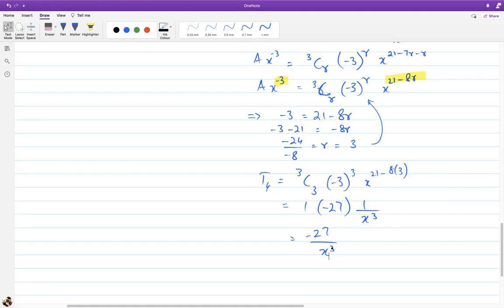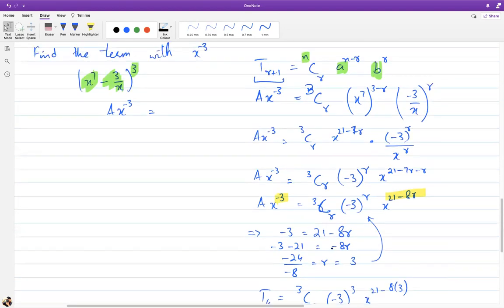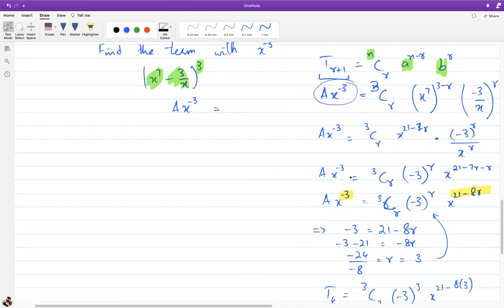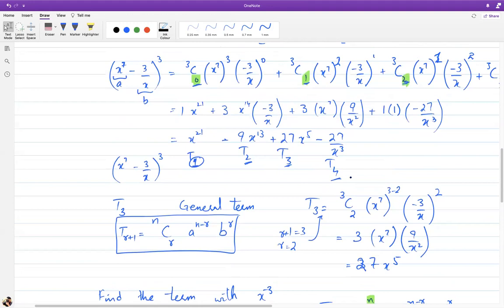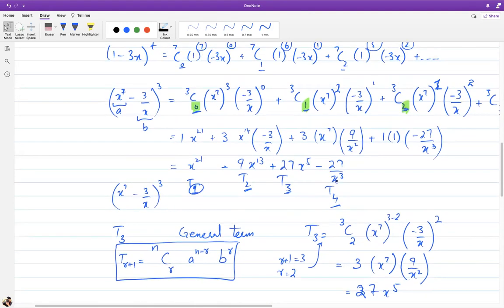To save time, what we do is, instead of doing the whole thing, we don't write this side. We'll just do the other side, find the value of the power, and then we'll be able to find out what it is. So these are the three different kinds of questions that they ask you in binomial.